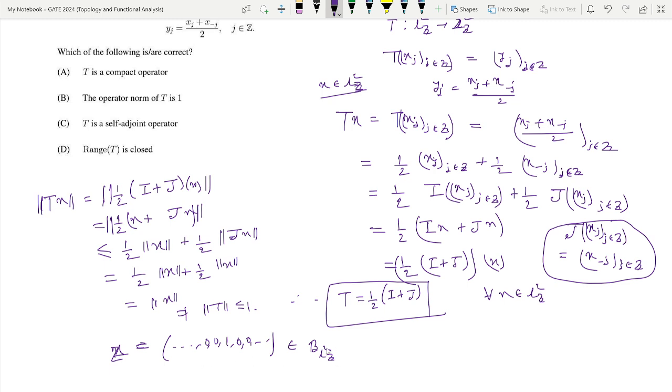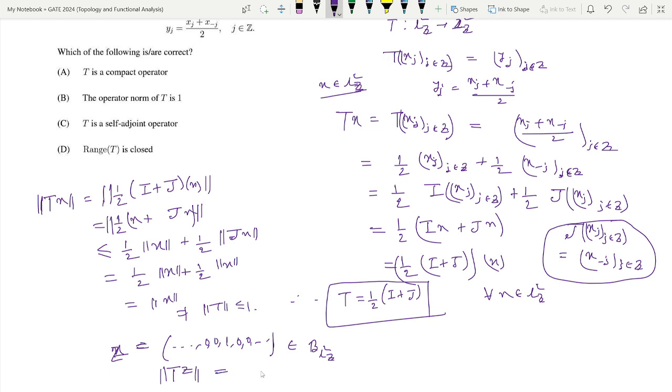Actually this will be in norm 1, so this will lie on the unit sphere of this space, that is S of l2(Z). We can denote this by S of l2(Z). So clearly for this element z, what is our norm of Tz? We can check.